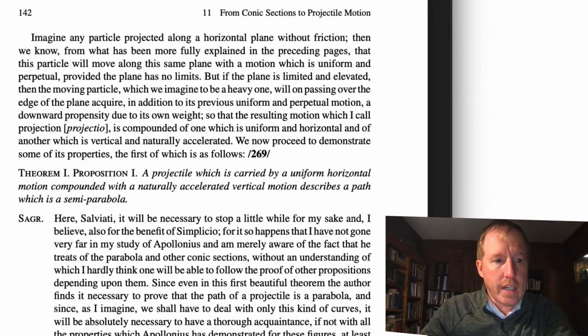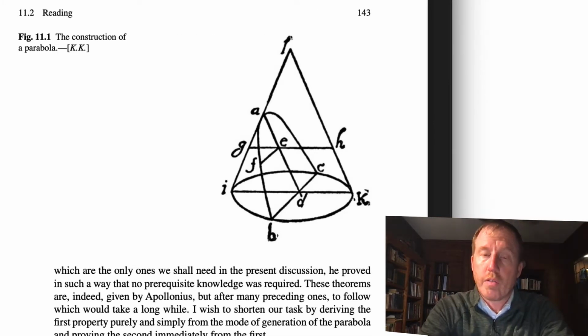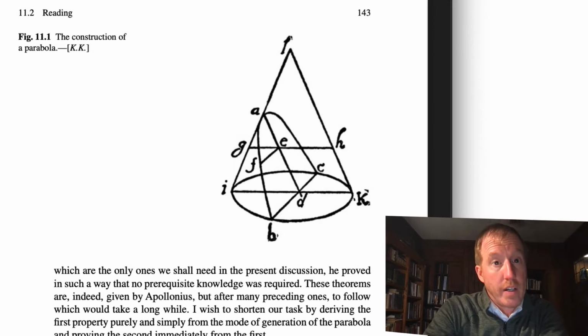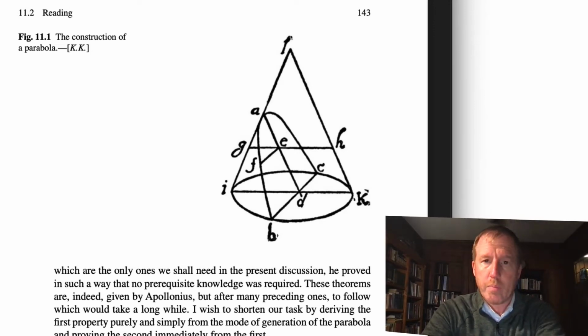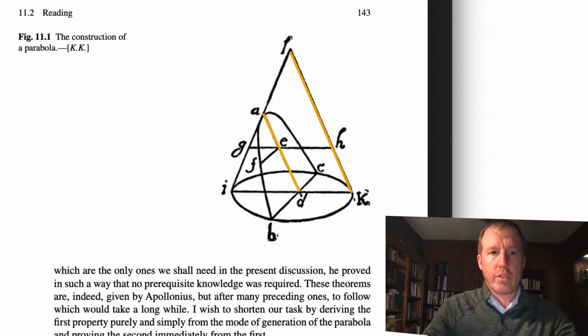And in the next section, he reminds us of the properties of a parabola. After all, he's going to say that a projectile follows semi-parabolic motion. So what do we mean by a semi-parabola? Well, what do we mean by a parabola? He's reminding us on page 143, figure 11.1, of how one constructs a parabola. You might recall that if we draw a cone and we cut it with a plane parallel to one of the edges of the cone, then we get a parabola. That's what we went through in our last lecture.